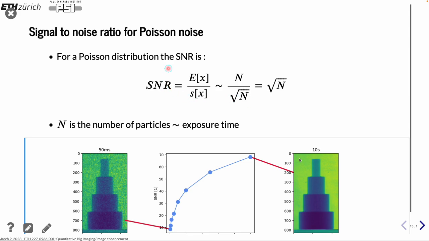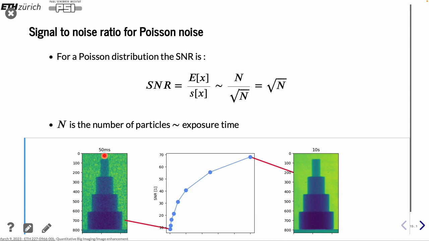So for Poisson noise, you have the relation for signal to noise ratio that it's the square root of the number of counts. This means to double the signal to noise ratio in an image, you actually need to measure 4 times more counts. And here you see an example nicely from real measurements. I did it with neutrons in this case.